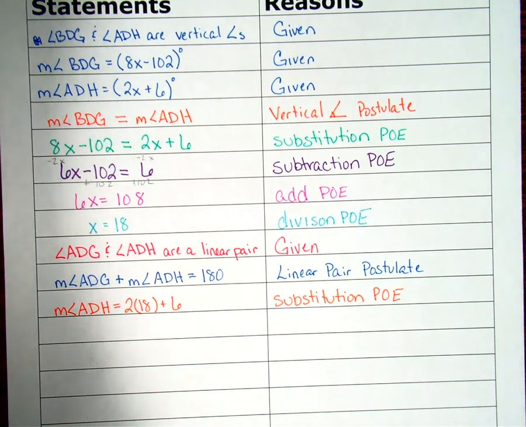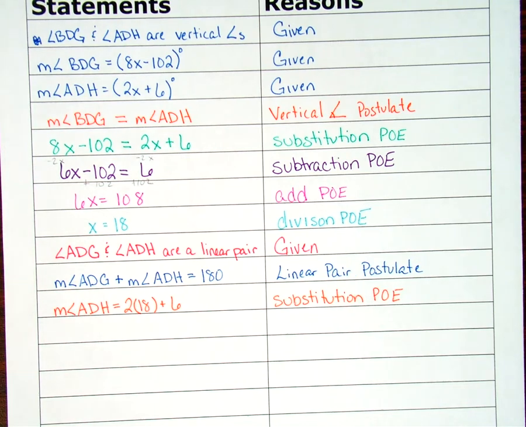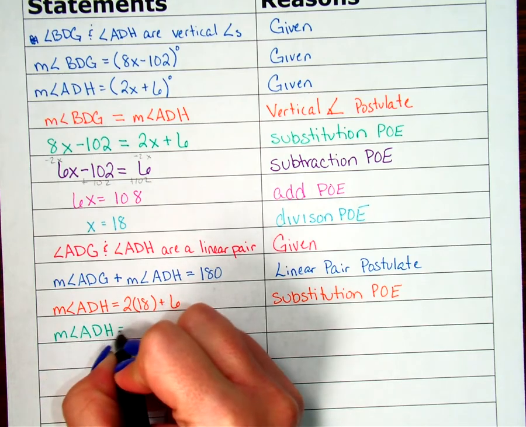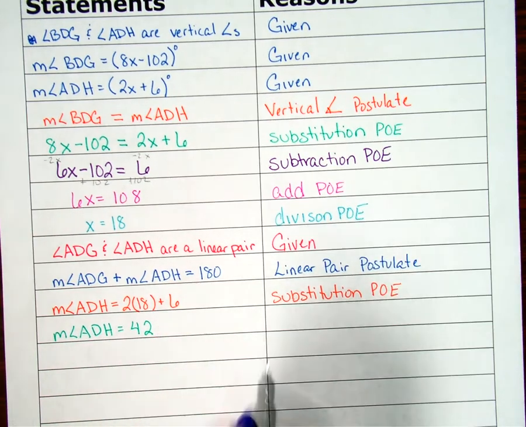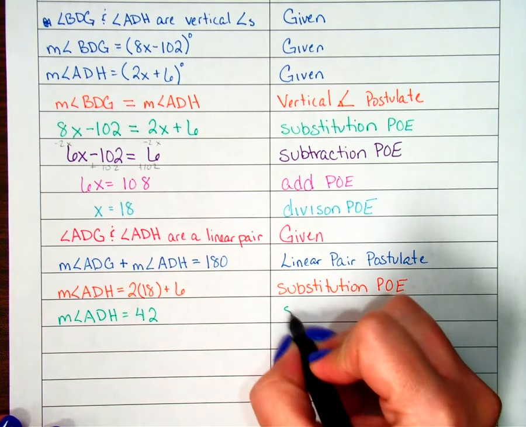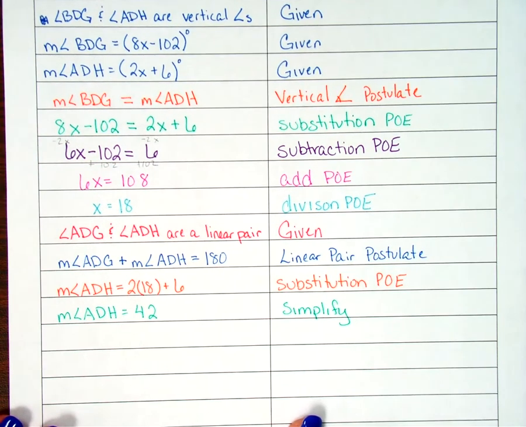Okay, so then I'm going to simplify that. 2 times 18 plus 6. 2 times 18 is 36 plus 6 is 42. So the measure of angle ADH equals 42. And all I did was simplify this expression. Okay?